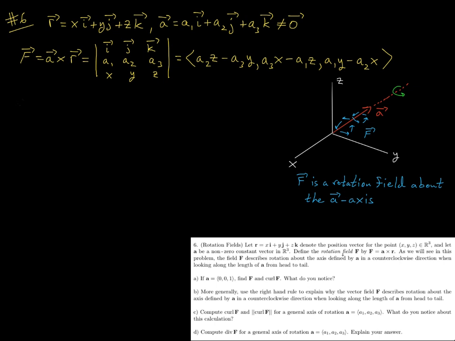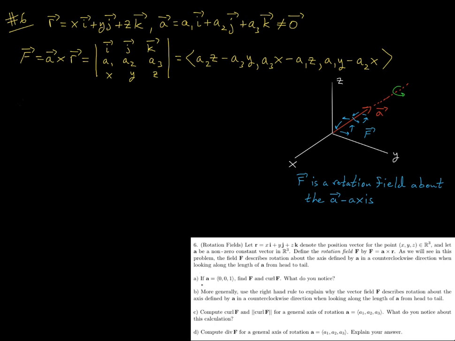And we're going to define what we'll call the rotation field F to be the cross product of this fixed vector A with the position vector r. And as we're going to show in this problem, the vector field F here in blue is describing rotation about this axis that's determined by this vector A. All right. So to start here, I've gone ahead and just computed the vector field F in component form. So I've just taken the components of the constant vector A and the components of the position vector r and taken the cross product. So we get this right here.